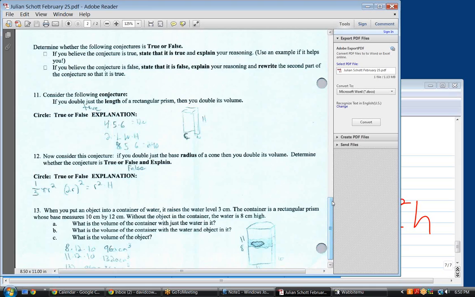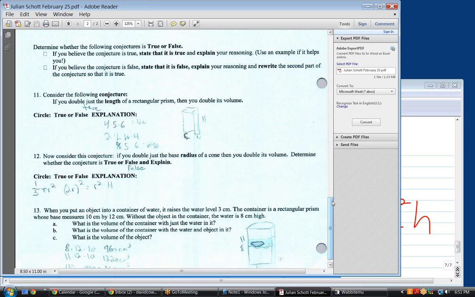True or false? If you believe the conjecture is true, state that it is true and explain your reasoning. Use an example if it helps you. If you believe it's false, state that it's false, and rewrite the second part so that it makes it true. All right. Consider the following conjecture. If you double the length of a rectangular prism, you double its volume. Is that true or false?